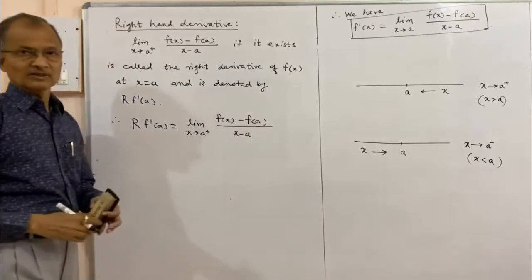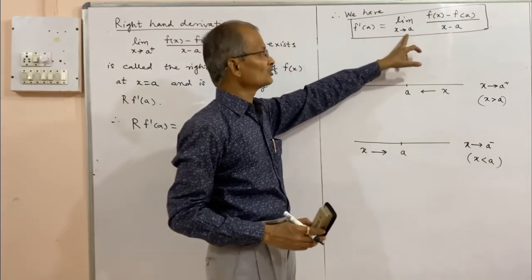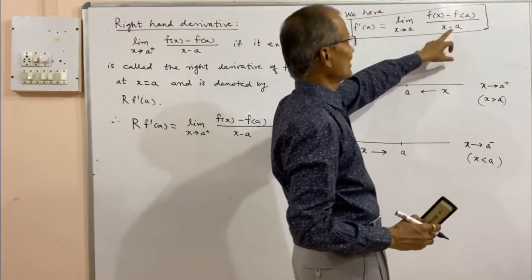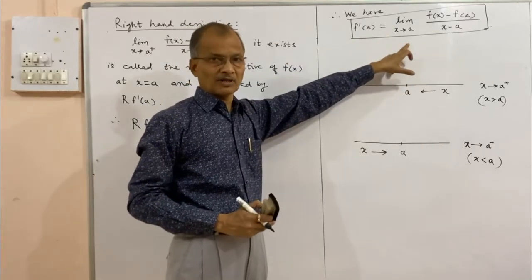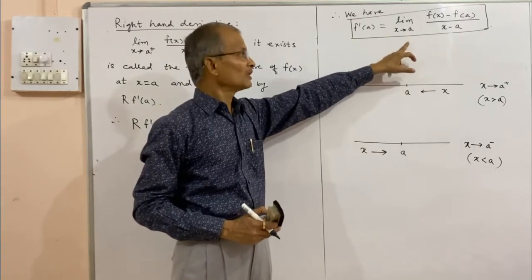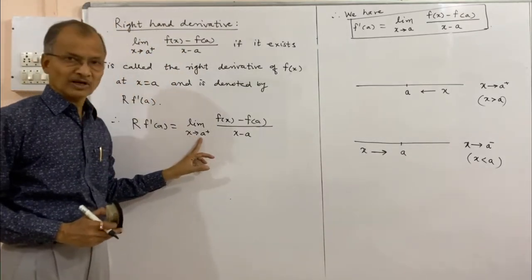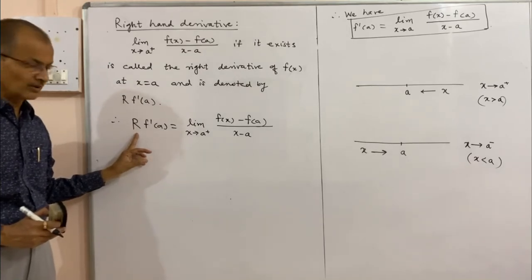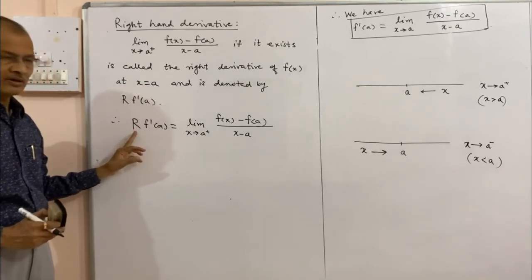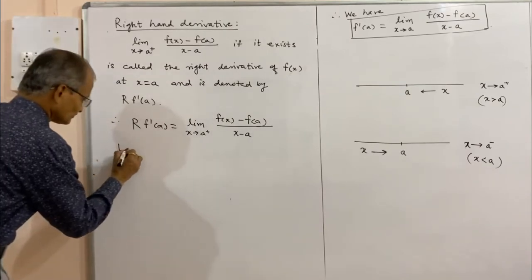So what is the change? The definition of derivative remains the same: limit x tends to a, f(x) minus f(a) divided by x minus a. Only the limit is having different approaches, right and left. Limit x tends to a is taken from right, and therefore it is called right hand derivative or right derivative, and R stands for right hand derivative. Similarly, there will be left hand derivative.